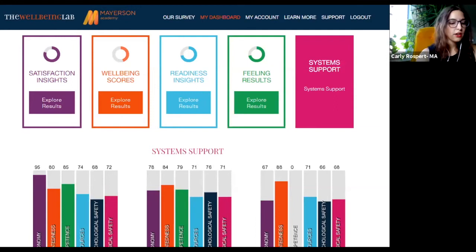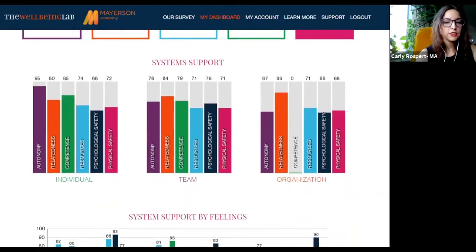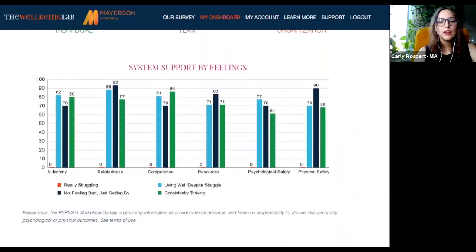There are a couple of different factors within this: autonomy, relatedness, competence, resources, psychological safety, and physical safety that are all divided out into that individual, team, and organization. As I mentioned, these just give you another level of awareness and understanding of what might be coming into play. If you're not seeing the well-being results that you expected, there might be something to dig into here. And just as the other categories, those different sections are also divided out using those quadrants as the organizing factor.